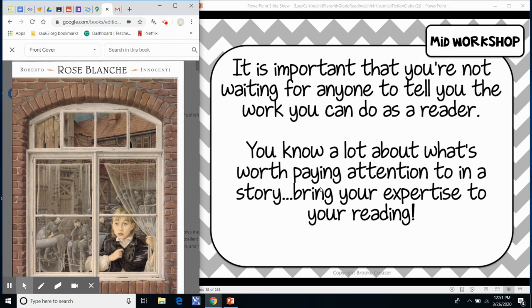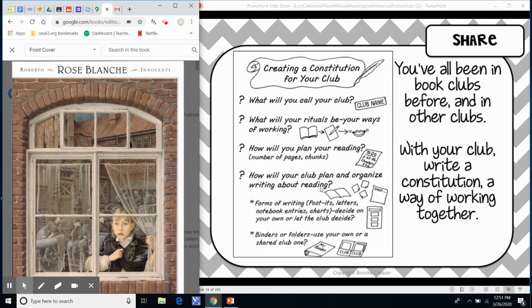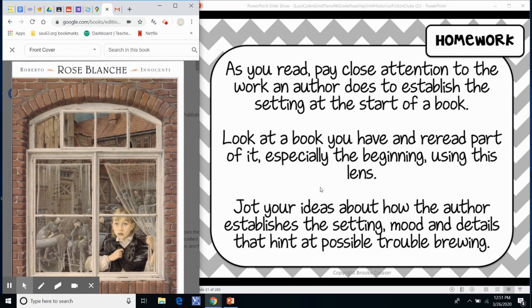So remember, it's important that you're not waiting for anyone to tell you the work you can do as a reader. You know a lot about what's worth paying attention to in a story. And you're going to bring your expertise into the reading. So today, you're going to be paying close attention to work an author does to establish setting at the start of a book. You're going to look at a book and reread parts, especially the beginning, using those lenses. Remember, we talked about our lenses, and we're going to focus in on certain things.